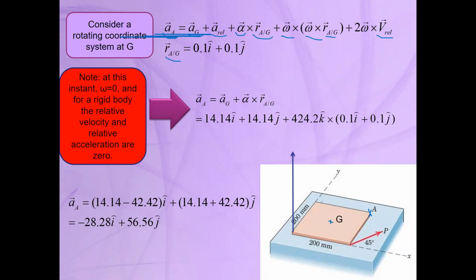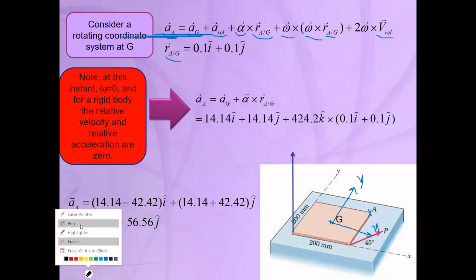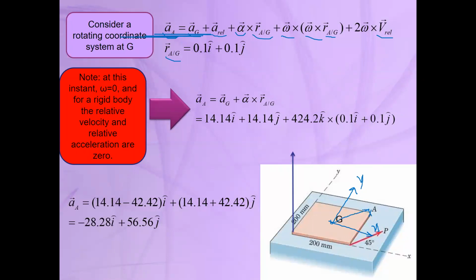RA with respect to G, if you assume here we have a coordinate system, this is X and this is Y. This coordinate system, if you find the position vector of point A, the position vector of point A, this point, will be 200 millimeter in X direction divided by 2, and in Y direction is 200 again divided by 2, or 0.1 i and 0.1 j. So this is the RA with respect to G.